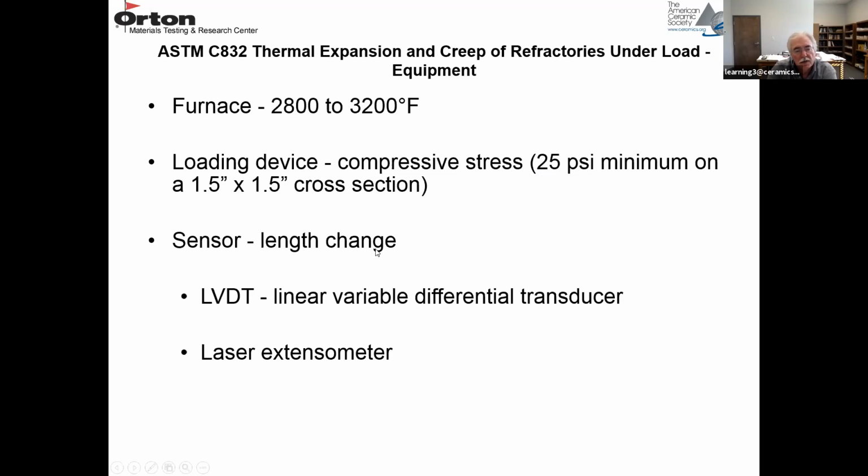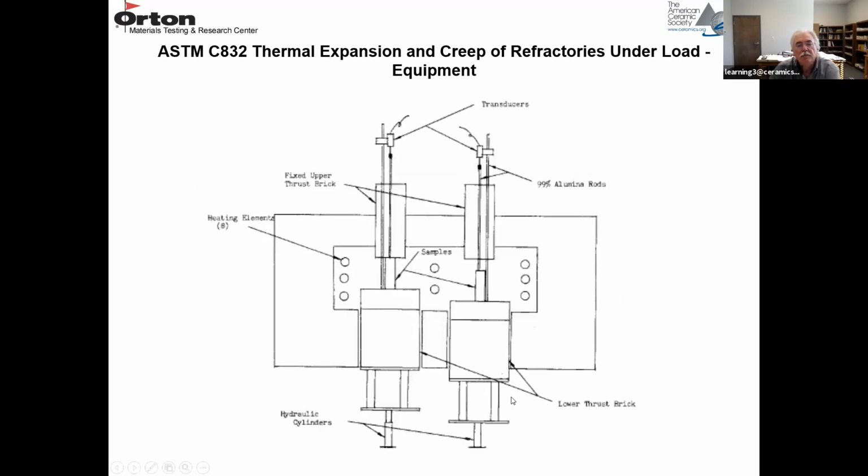You need a sensor to measure the change in length. A common way is an LVDT, a linear variable differential transducer. That's basically the sensor in a dilatometer. And a method that we use is a laser extensometer. So you have a couple different choices on how to measure the length change.